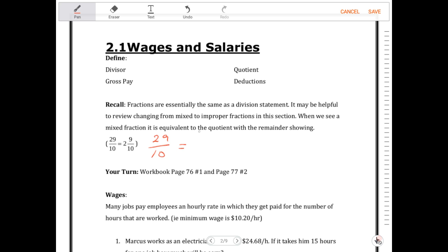How many times does 10 go evenly into 29? Well, it goes in 2 times. And how much is left over? It's 9 over 10. Oppositely, if you wanted to go the opposite way, let's say I gave you 2 and 9 over 10. That's a mixed number. How could you switch that over? Remember, you go 2 times 10, which is 20, and you add the top. That's 29, and leave the denominator the same. Just kind of a quick review. I'm not going to include any practice work for that at this point. Okay, let's go on to wages.